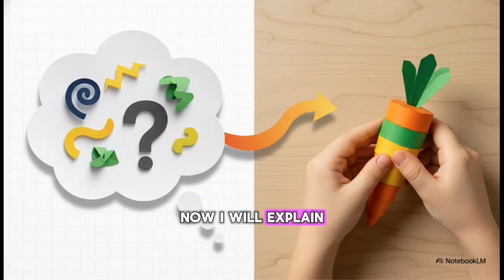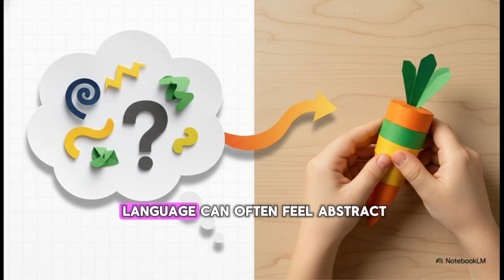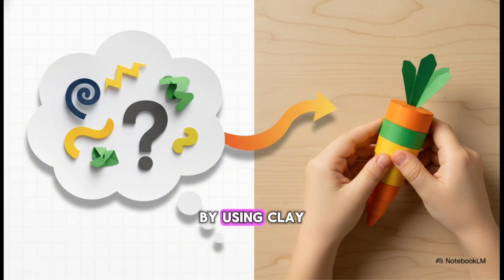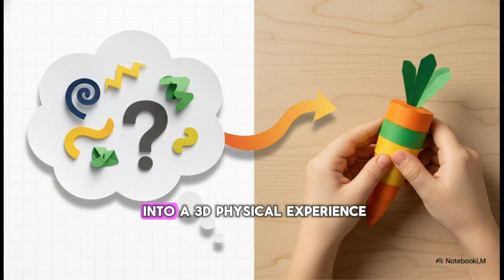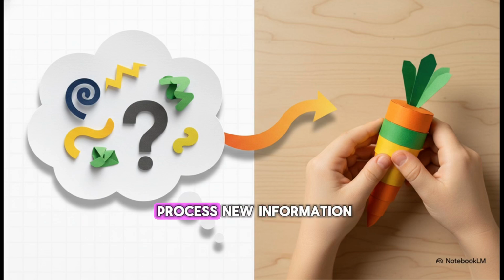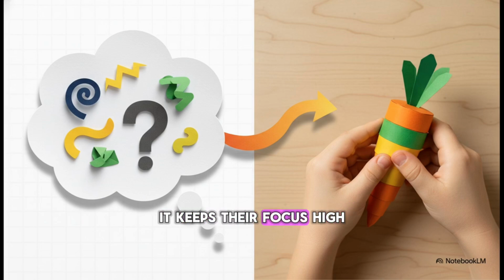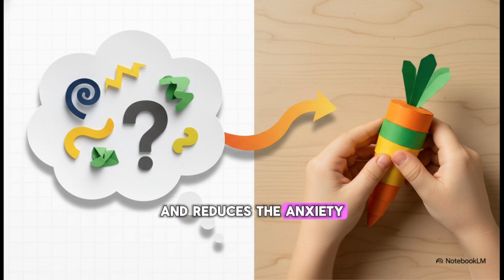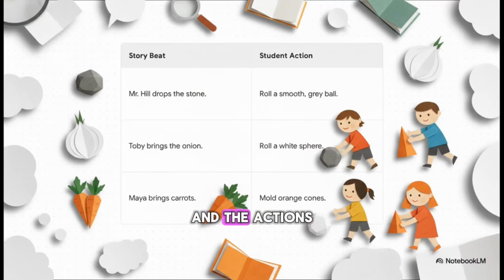Now, I will explain the primary activity used in my storytelling, the clay sculpting method. For young ESL learners, language can often feel abstract. By using clay, I transform the words into a 3D physical experience. This is a form of kinesthetic learning, where students use their hands to process new information. It keeps their focus high and reduces the anxiety of learning a new language because they are playing while they listen. And the actions directly mirror what's happening in the story.